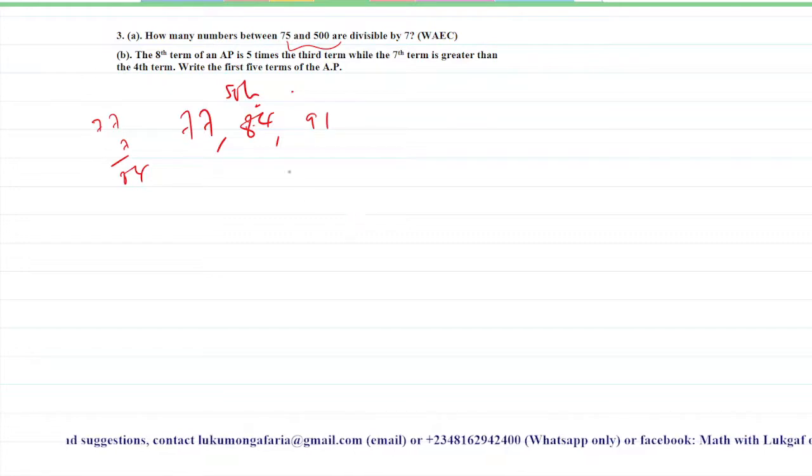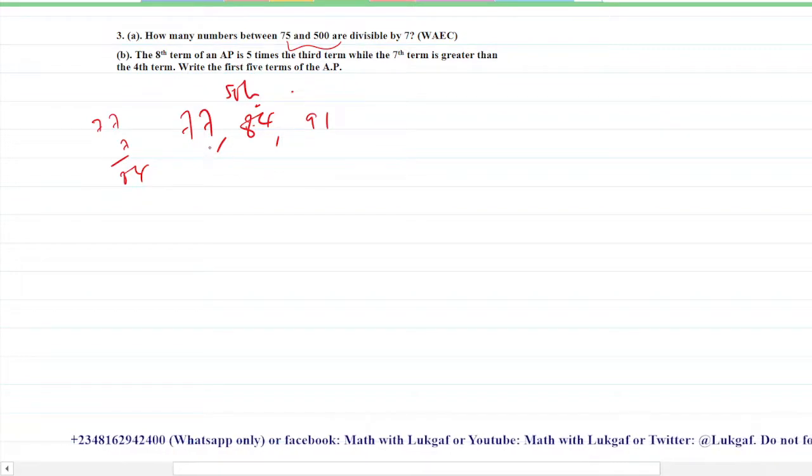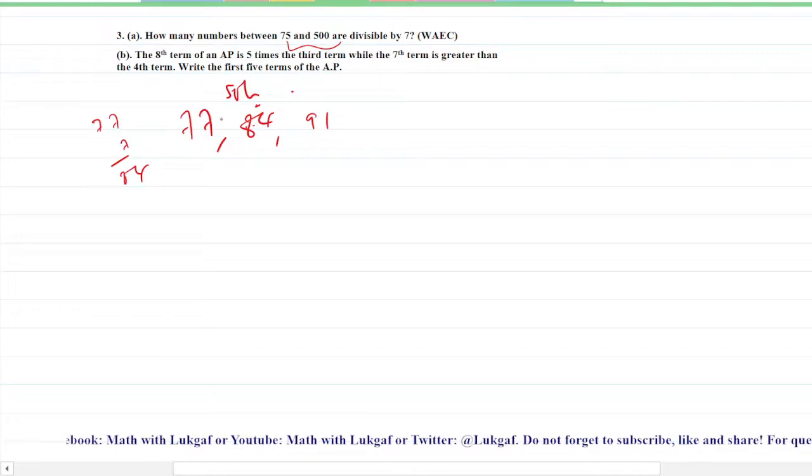No, I'm not. I'm wrong. Let's check it again. The first one here is 77, because 77 divided by 7 will give me 11, right? What is the next one? When you add 7 to it, that's 84. Then plus 7, that's 91. No, I'm wrong. It is not 7. You understand what I mean now?